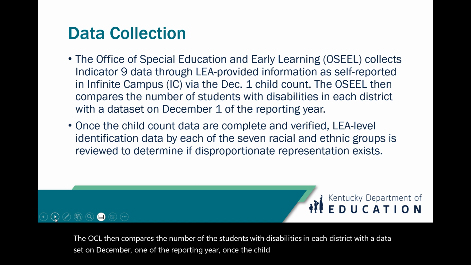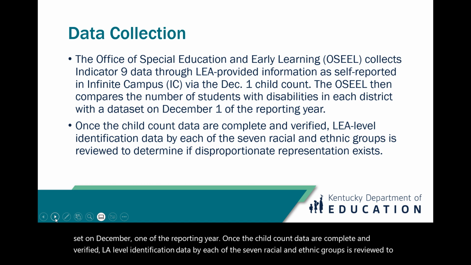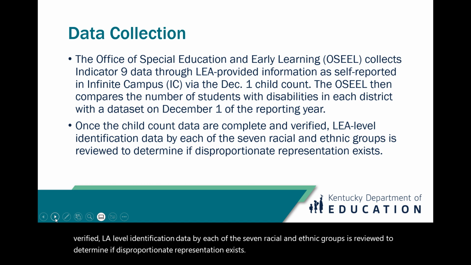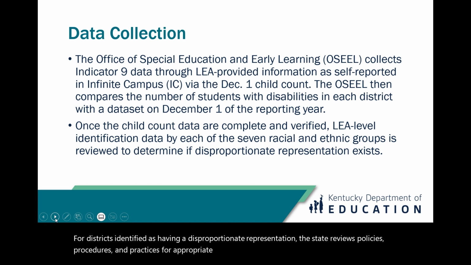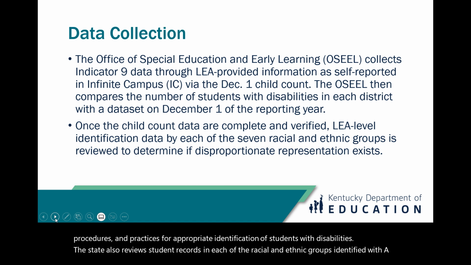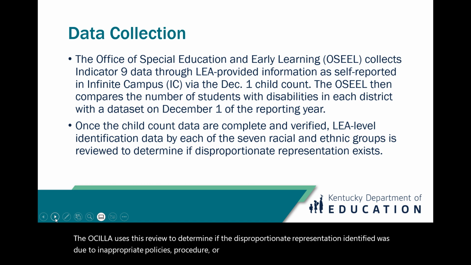Once the child count data are complete and verified, LEA level identification data by each of the 7 racial and ethnic groups is reviewed to determine if disproportionate representation exists. For districts identified as having a disproportionate representation, the state reviews policies, procedures, and practices for appropriate identification of students with disabilities. The state also reviews student records in each of the racial and ethnic groups identified with a disproportionate representation. The OSEAL uses this review to determine if the disproportionate representation identified was due to inappropriate policies, procedure, or practice.